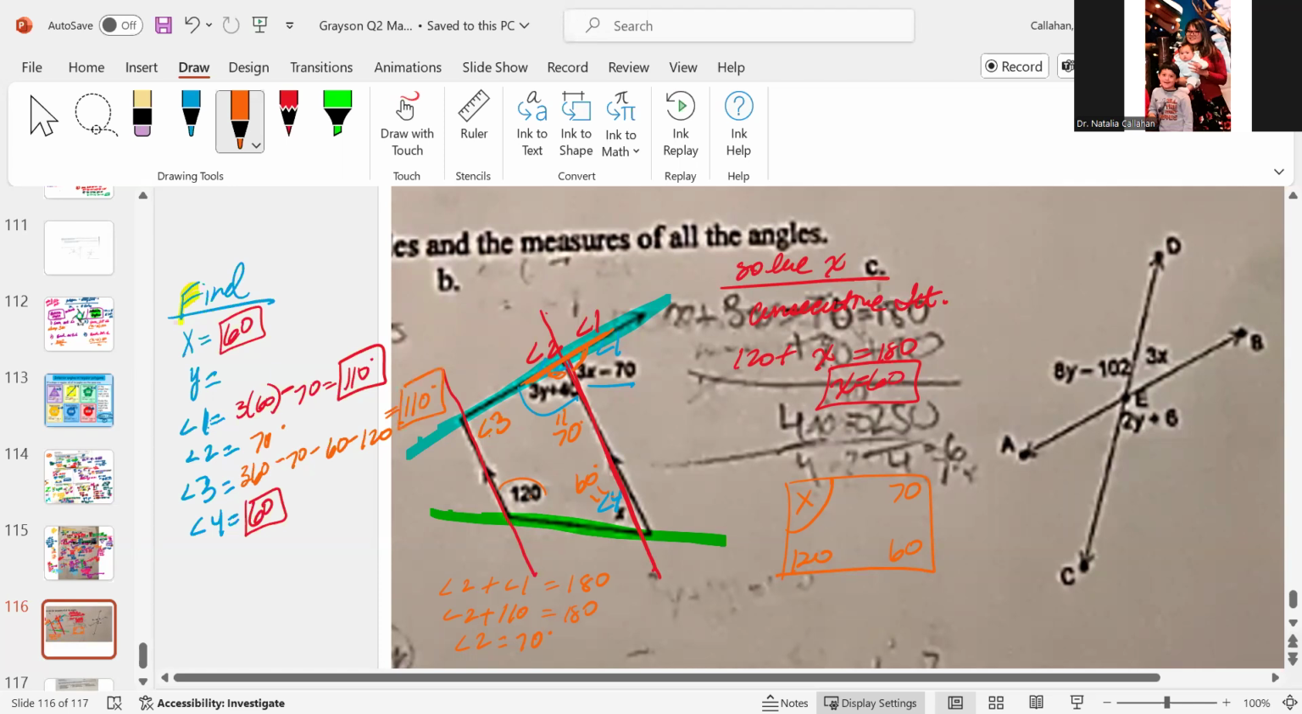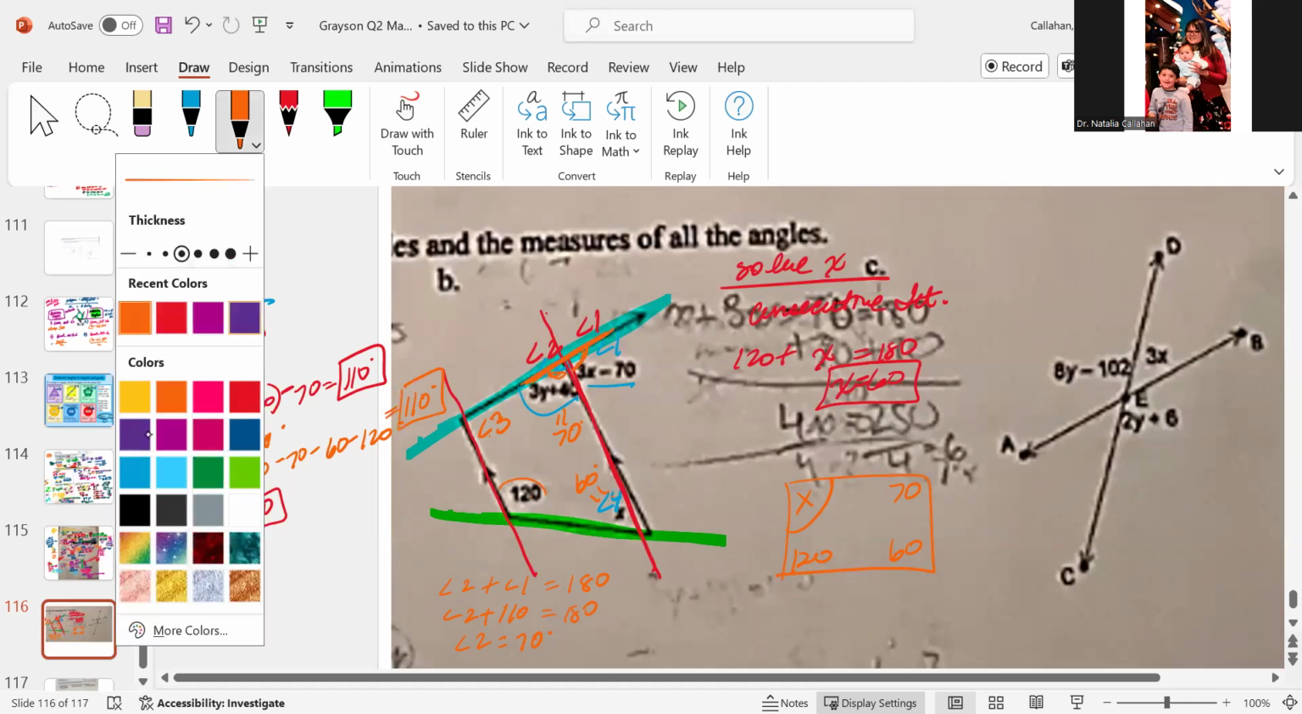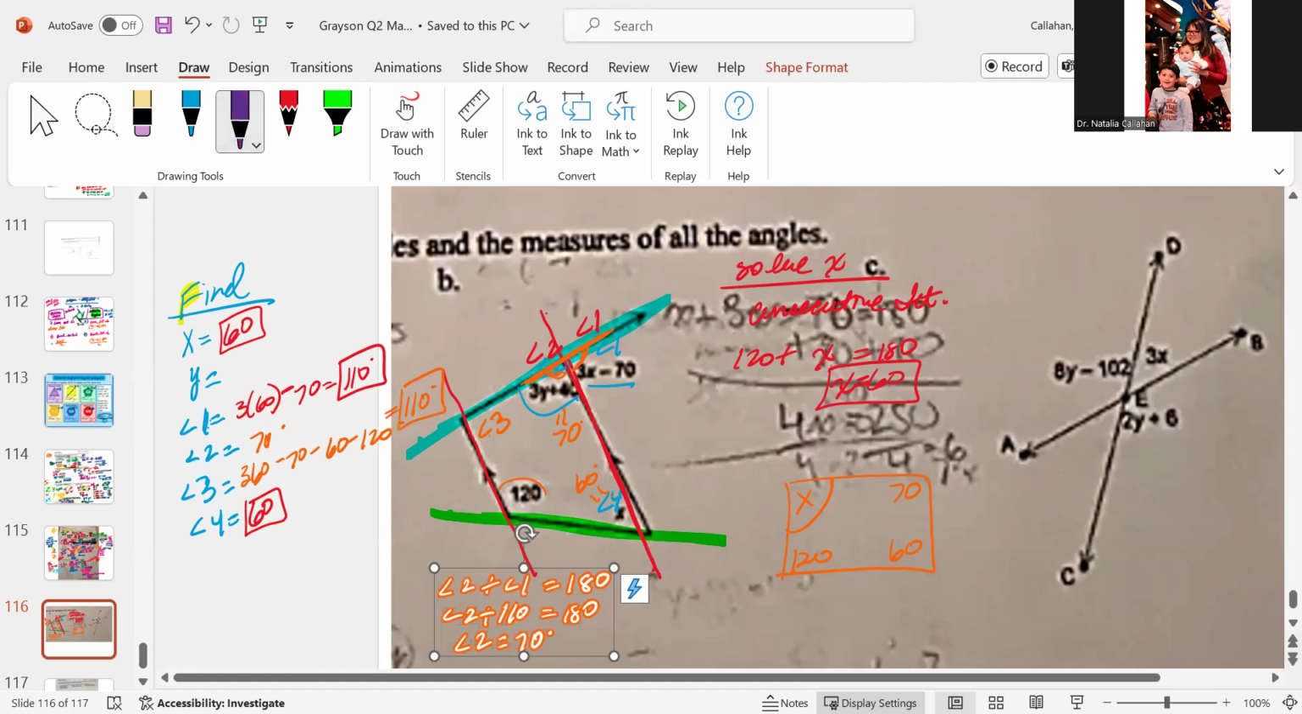Okay. What letter have we not found yet? Y. So which equation has the letter Y in it? Angle 2. Yeah, what does it say? 3x plus 4 or 3y plus 40. So we're going to solve for Y. 3y plus 40. What is angle 2 equal to?